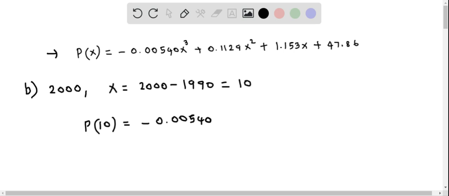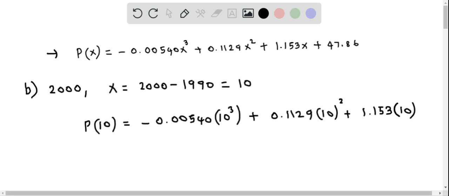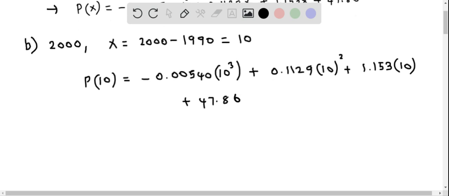0.00540 times x cube, that is 10 cube, plus 0.1129 times x squared, so it is 10 squared, plus 1.153 times 10 plus 47.86. Now we can simplify this.